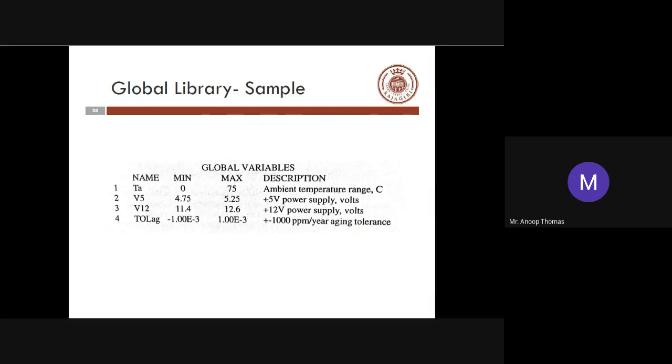For example, in this particular case, the global parameters which are considered are temperature, voltage, power supply voltage of 5 volt, 12 volt, and then your aging factor, aging tolerance factor, 1000 ppm, parts per million. So the minimum and maximum are considered. So these are the global parameters which are considered for the whole design. For any particular analysis, we will be considering these global parameters. The changes in these global parameters, the equations related to these global parameters will be considered when you do your analysis. So ambient temperature, supply voltages, and aging tolerances are the common global parameters which are considered.